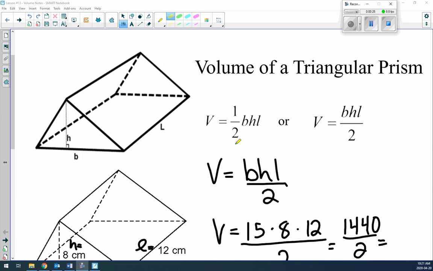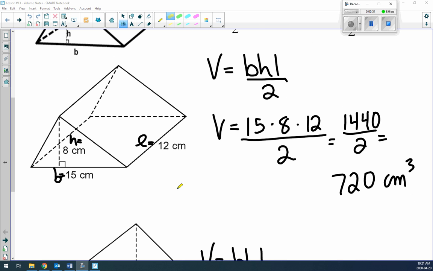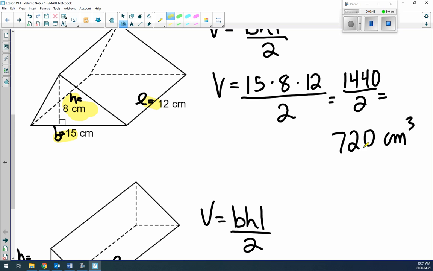So if you look at the formula, a half base times height times L, or base times height times length divided by 2. We'll use the second formula in this case. So let's just look at this triangle. So there's our base. Our base is 15. We've labeled it. Our height is h, and our length is 12. And all you do is plug it into the formula. 15 times 8 times 12, all divided by 2. So 1,440 divided by 2, 720 centimeters.